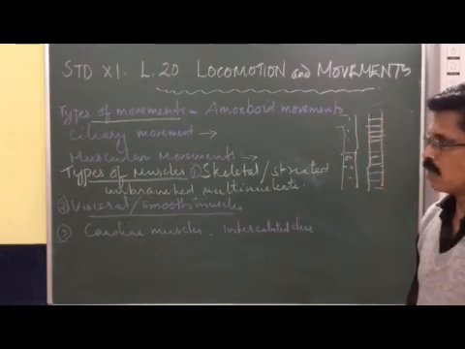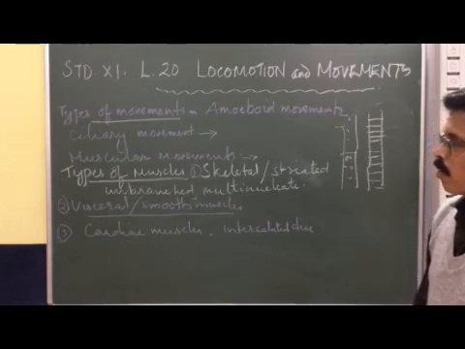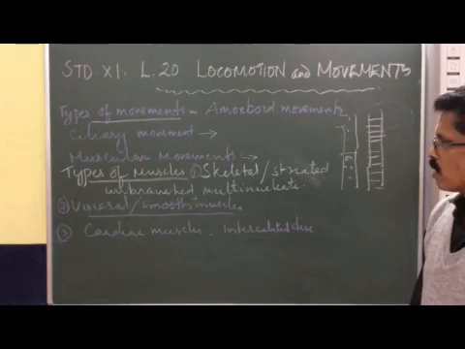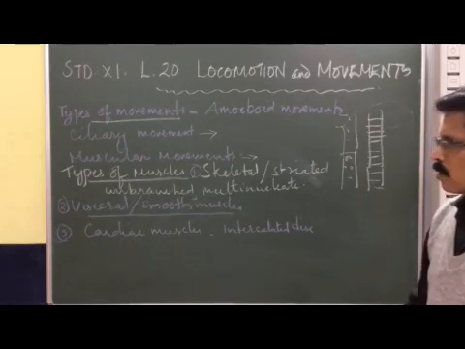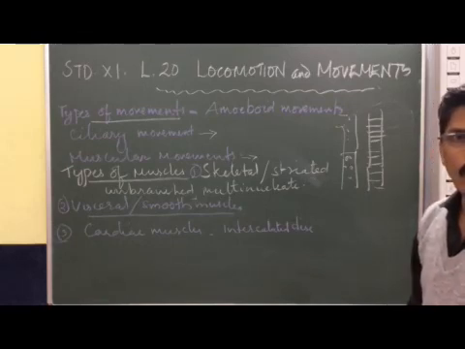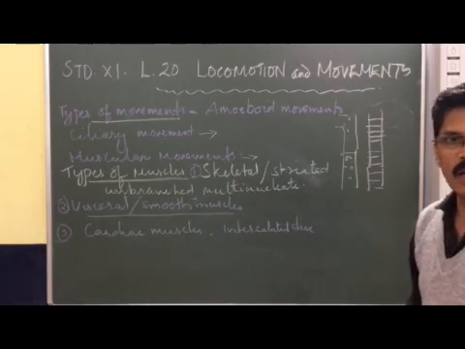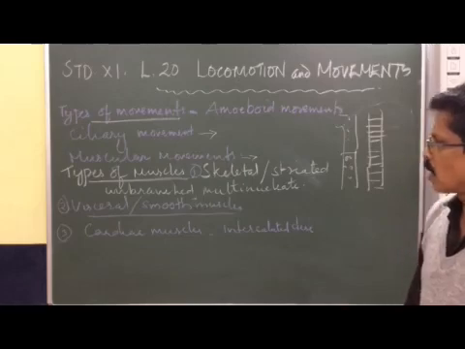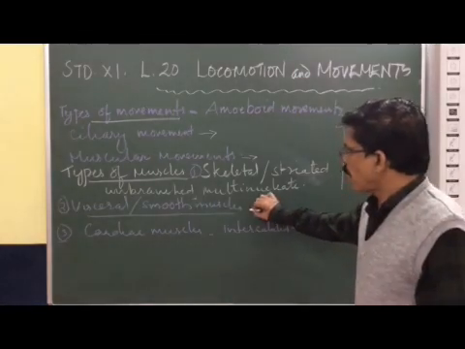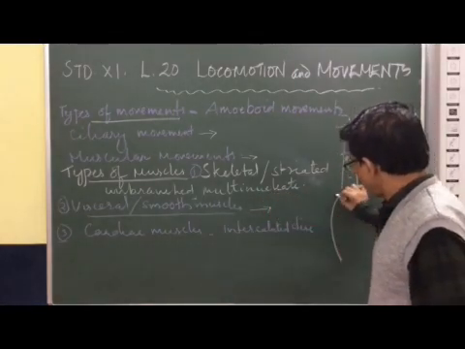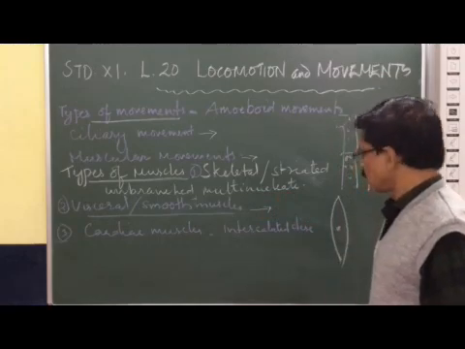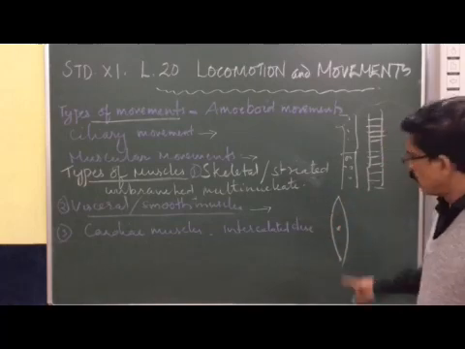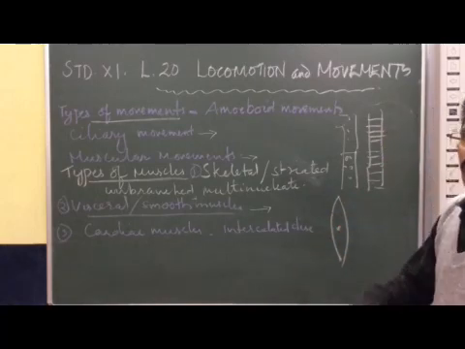Visceral or smooth muscles. Visceral muscles are muscles found in the hollow viscera. Viscera are the internal organs. So hollow visceral organs, for example, blood vessels, fallopian tube, alimentary canal, all these are part of our viscera. And these muscles are unbranched and they are spindle shaped or fusiform shaped. They do not have striations. They are uninucleate and they are involuntary.